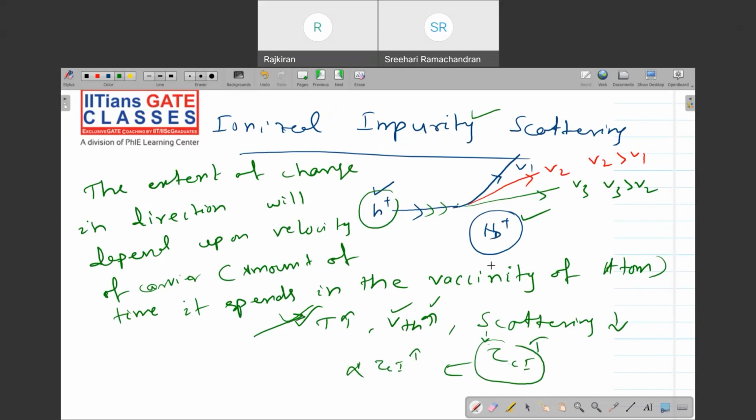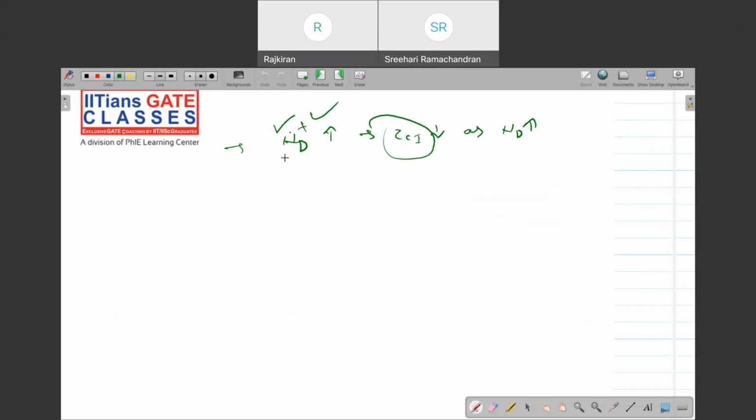The second case is I am increasing the donor concentration, the doping concentration. So the more the doping concentration, the more the scattering, the less the collision time. Right? And it will also affect the mobility. Mobility will decrease. Right or not? Right, sir. So I am summarizing the impurity ionization scattering.